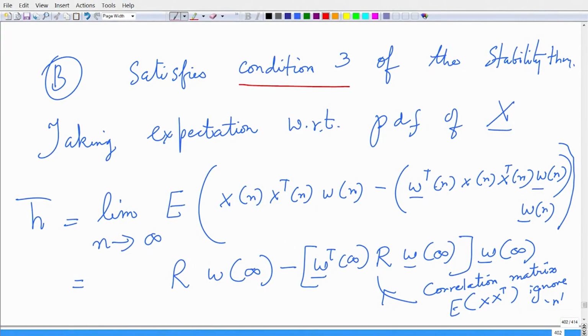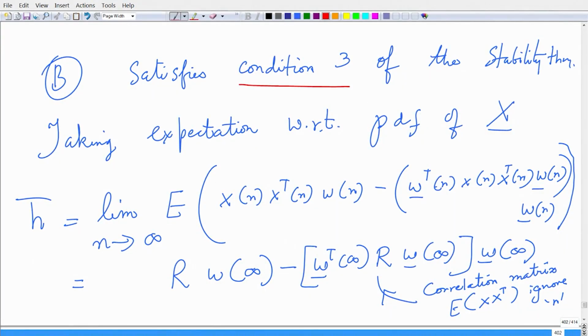Now, I take the expectation of this with respect to the PDF of x. At the very beginning I mentioned to you that the input is a stationary process. That means the PDF of the data vector x at time step n does not change with time, or the statistics do not change with time. Okay, this is very important. So, let me see how I can simplify this.